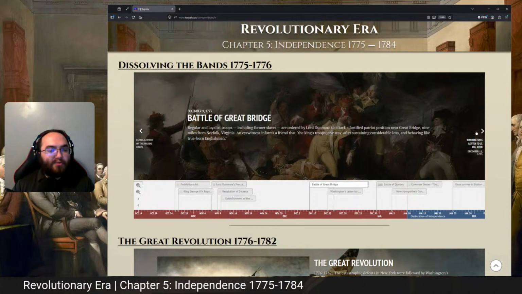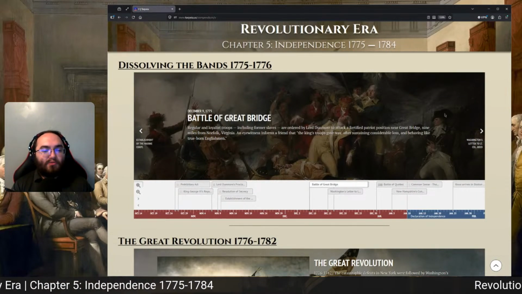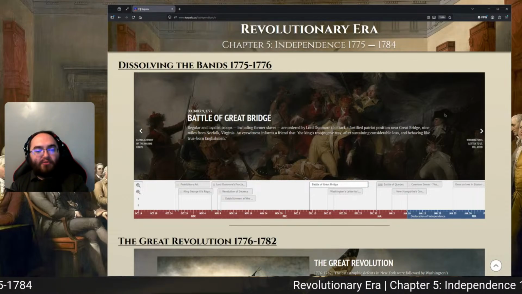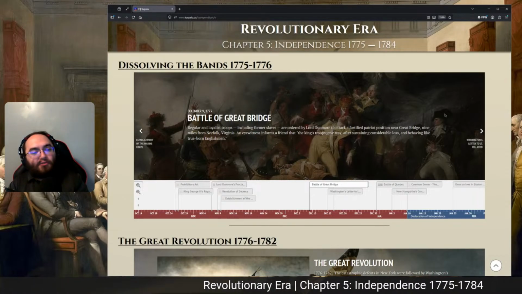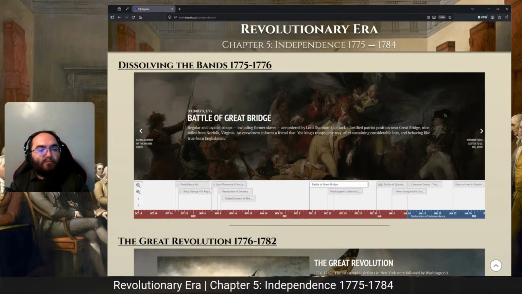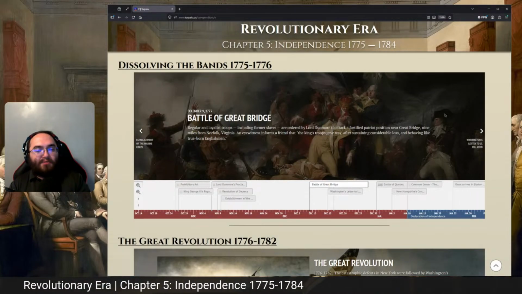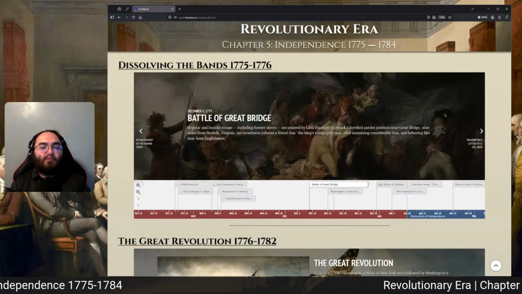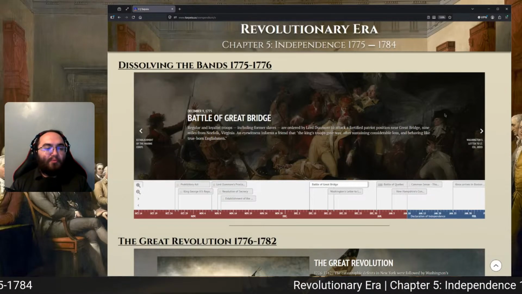Battle of Great Bridge: regular and loyalist troops, including former slaves, are ordered by Lord Dunmore to attack a fortified Patriot position near Great Bridge, 9 miles from Norfolk, Virginia. An eyewitness informs a friend that the king's troops gave way after sustaining considerable loss and behaving like true-born Englishmen.